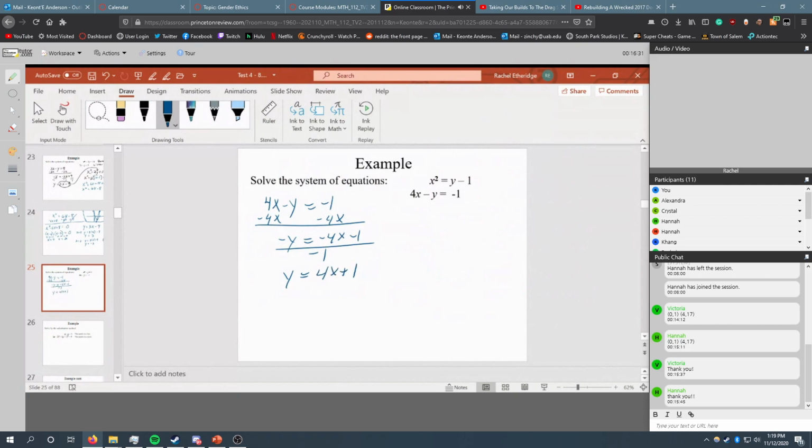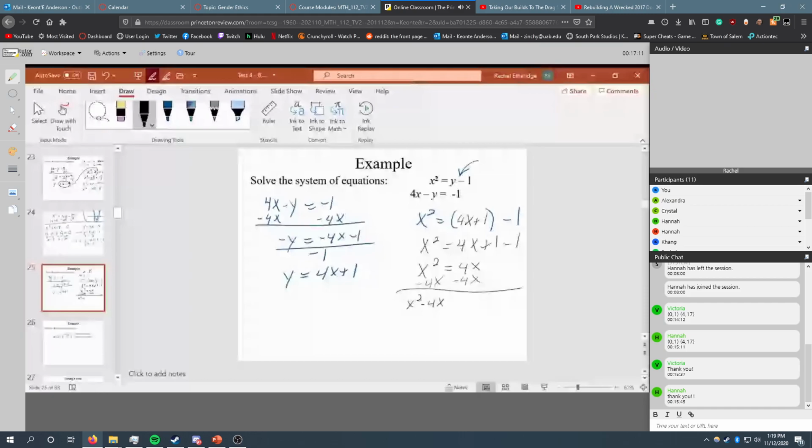So I got y equals 4x plus 1. So I'm going to use that in the other equation. And in place of y, I'm going to substitute in 4x plus 1. So that gives me x squared equals 4x. Still have a quadratic, so I still need to set the equation equal to 0. And I still need to factor.